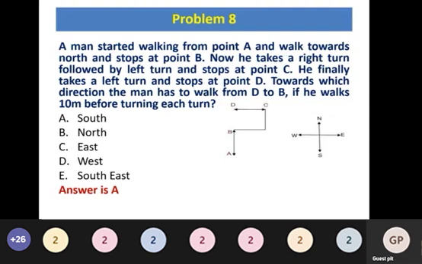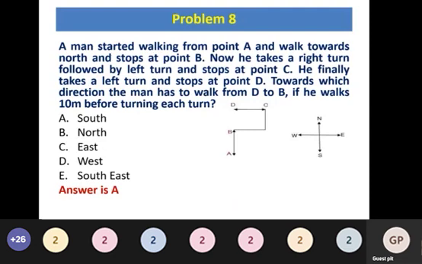Now coming to the next problem. A man started walking from point A and walked towards north and stops at point B. Now he takes a right turn followed by a left turn and stops at point C. He finally takes a left turn and stops at point D. Towards which direction does the man have to walk from D to B if he walks 10 meters before each turn?